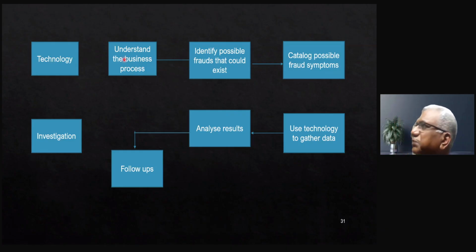Maybe we could spend a little time learning it. I wouldn't say it is absolutely essential, but it would be useful if we learn it. Or at least it'll help us to understand somebody else's diagram. That's important. So we identify possible frauds. We had the ratios, we saw them in the beginning of the class. Then you catalog the fraud symptoms. Then use technology to gather data. That maybe we have to do some other time.